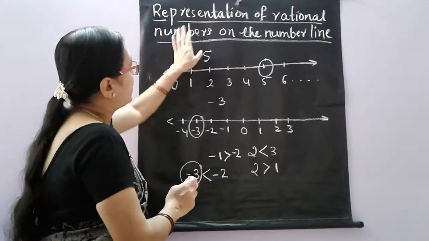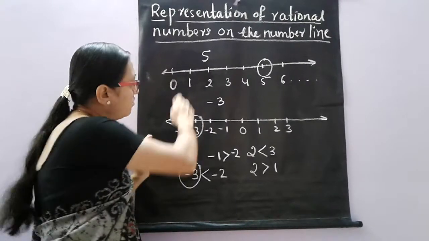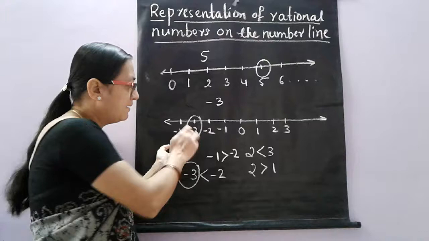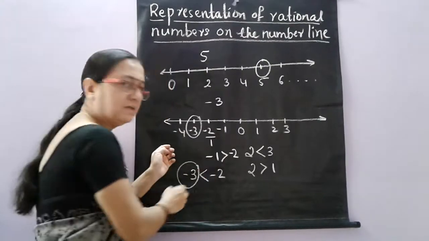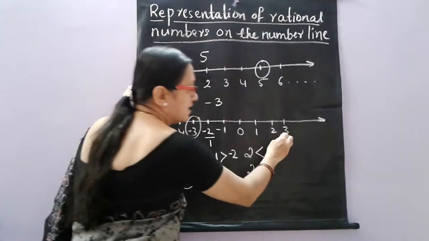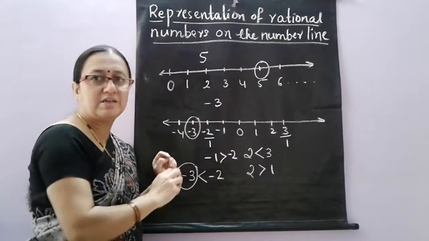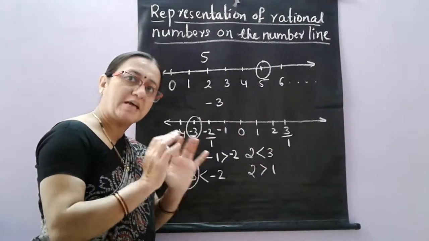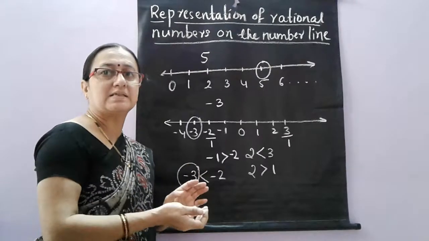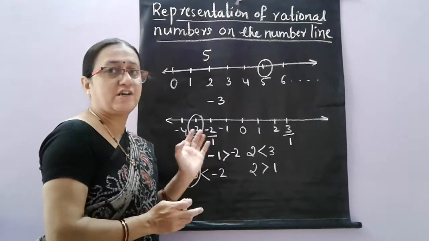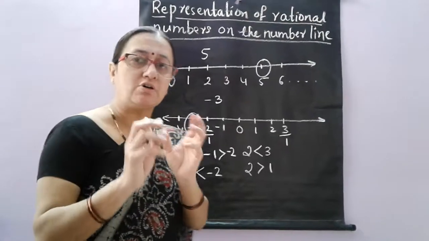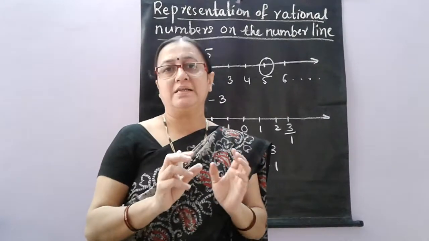Now, these rational numbers include all this. They include the positive numbers, they include the negative numbers, because minus 2 by 1 is also a rational number. 3 by 1 is also a rational number. So, these are all included in the set of rational numbers. Along with this, they include even the fractions. So, how can we represent these fractions on the number line here?